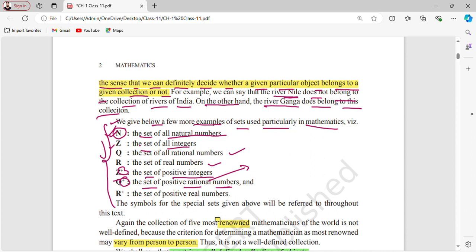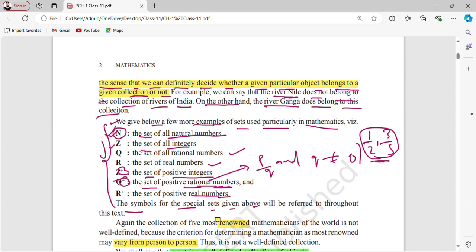Any number we can write in the form p by q, where q is never equal to 0, is a rational number, like 1 by 2, 3 by 5. These numbers are rational numbers. So Q plus represents this type of collection, the set of positive rational numbers, and R plus the set of positive real numbers. The symbols of the special sets given above will be referred to throughout this text.